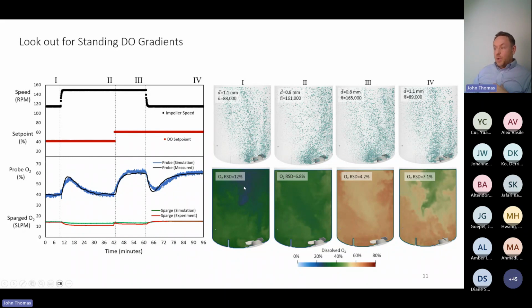Here we see gradients in the 20s, as it were. Here we see percents in the 20s. Here we see percents in the 40s. In fact, there seems to be a standing 20% difference between the target DO and the DO realized at the top of the tank. This is very consistent with what was measured experimentally. When we predicted it, they put a probe in there and then they measured it.